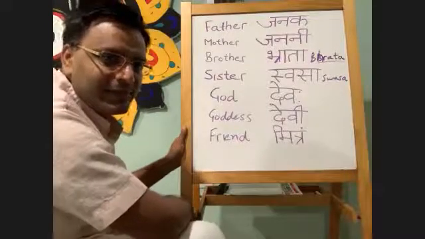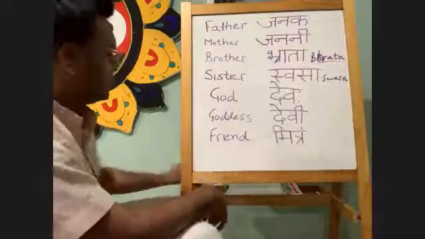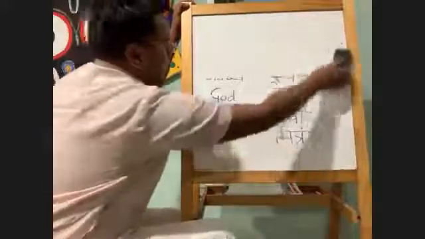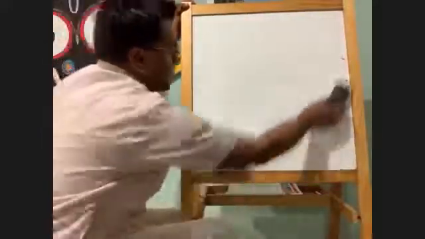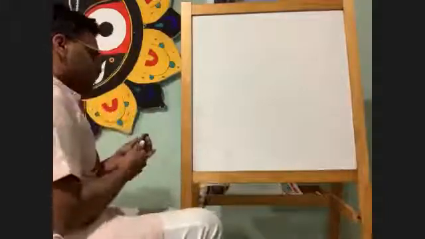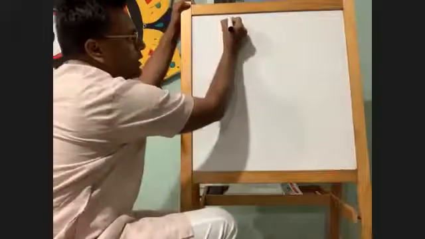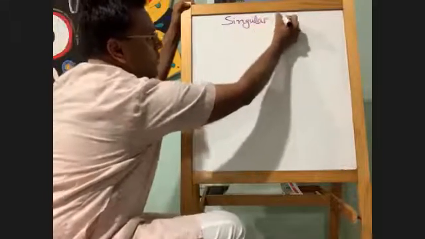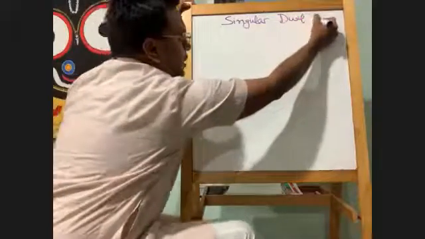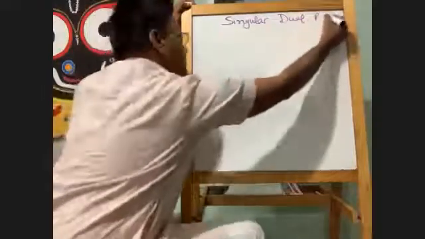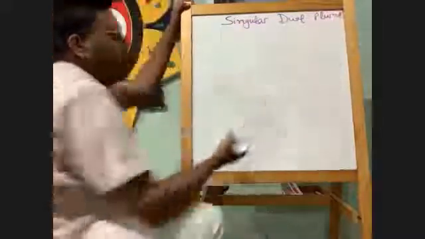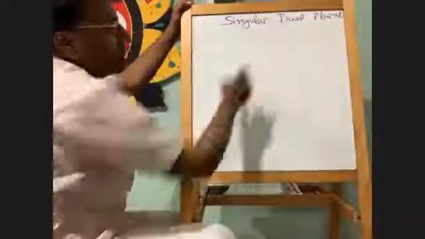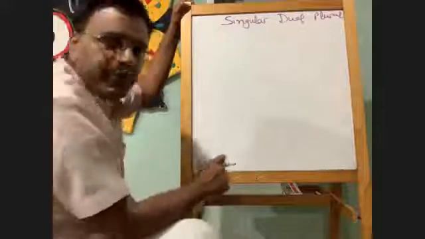Please continue, Prabhuji. So let's do a few more words. We are going to do some words in the form of singular, dual, and plural. Singular means you are referring to one single object. Dual means you are referring to two objects. Plural means more than two, many.